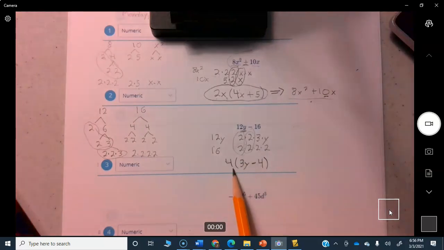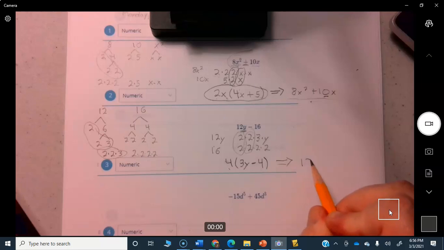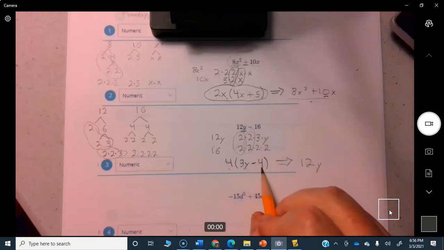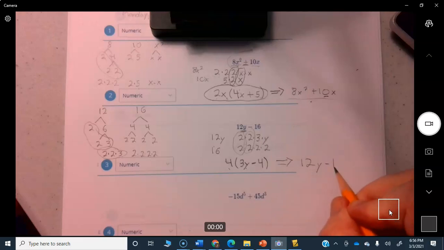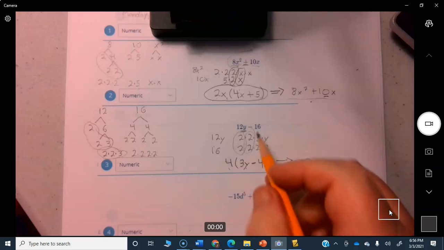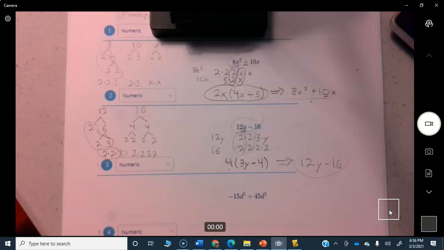So again, let's distribute to check our work. 4 times 3 is 12, and then you have the y there. Minus 4 times 4 is 16, and you get 12y minus 16. That's what you started with. So that's how you know that you did the problem correctly.